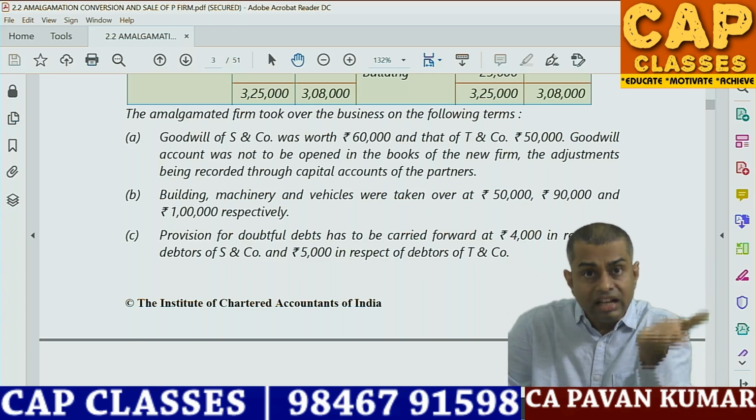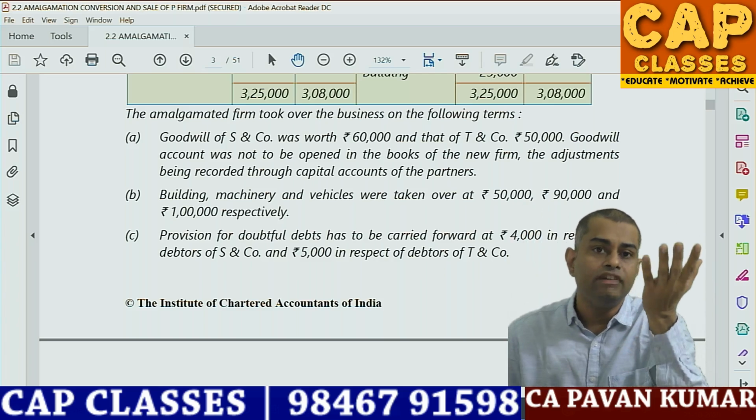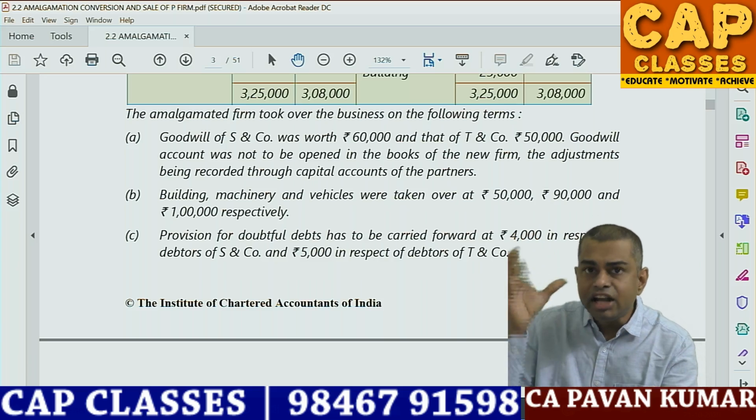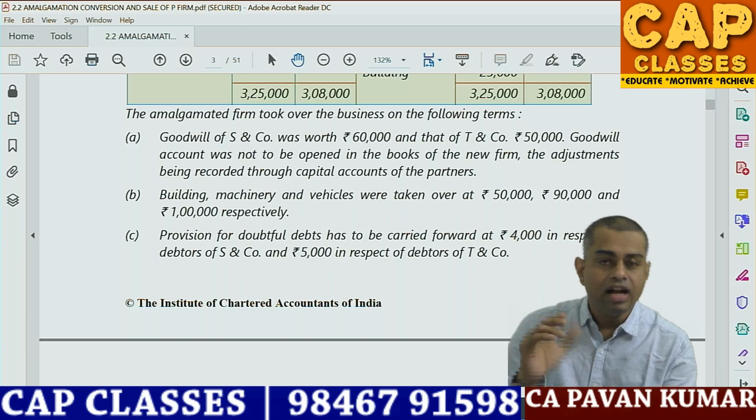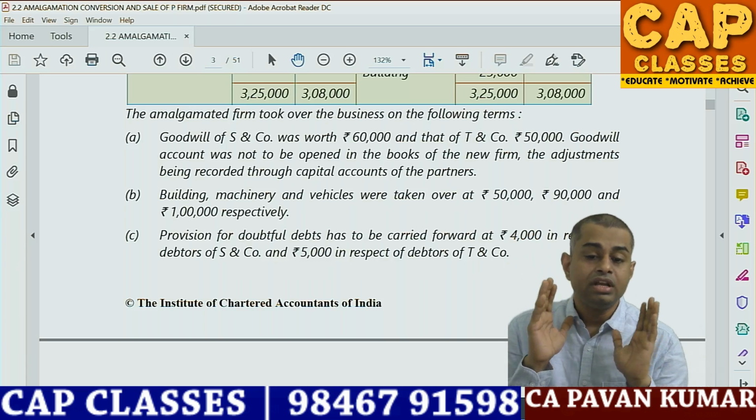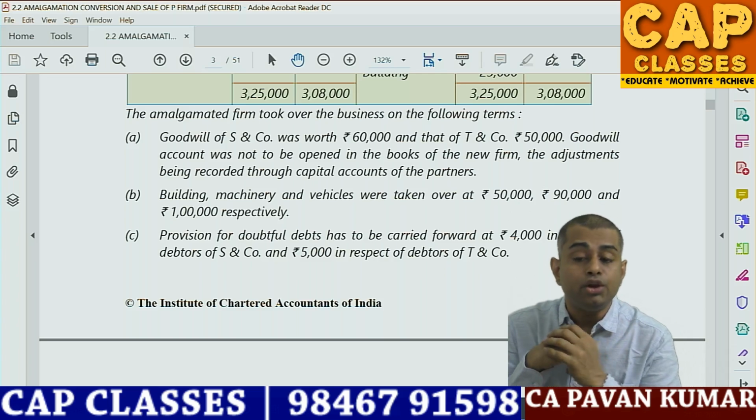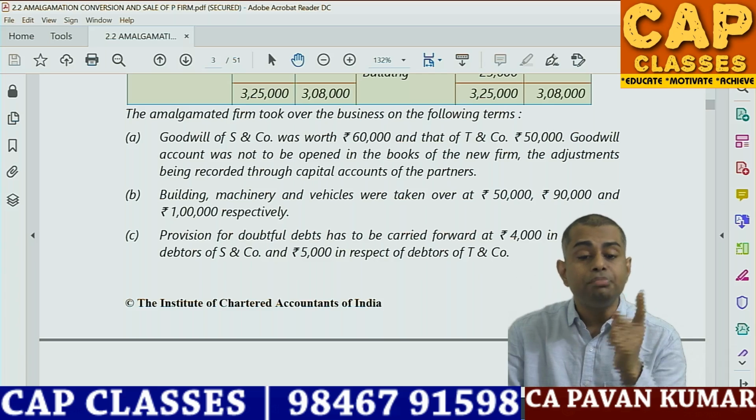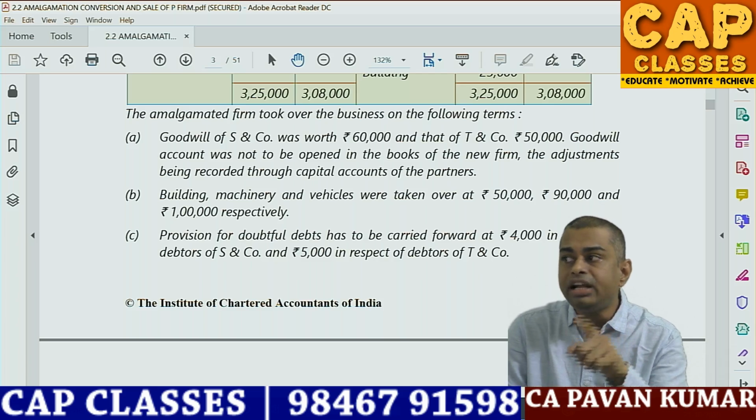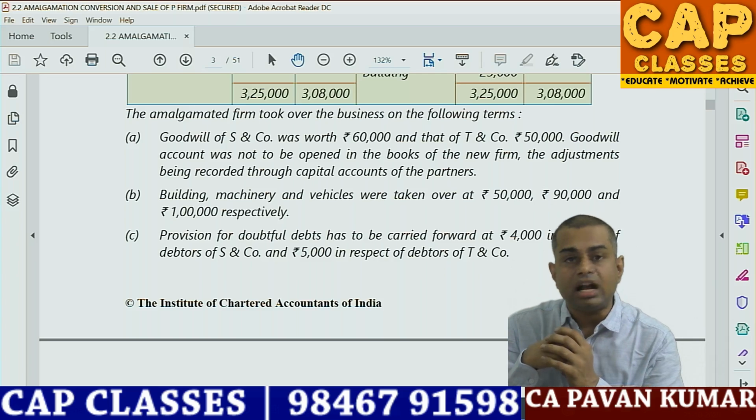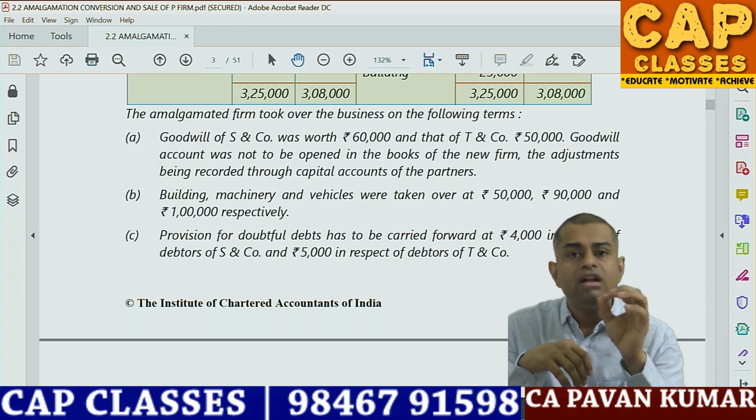Raise the goodwill, create the goodwill, distribute it to partners in their old ratio, write it off in the new ratio. How to do that? Don't worry, I will show you in a working note. Goodwill account was not to be opened in the books of the new firm, the adjustments being recorded through capital accounts of the partners. So, we need to adjust the capital accounts of the partners. This will be a very important working note.